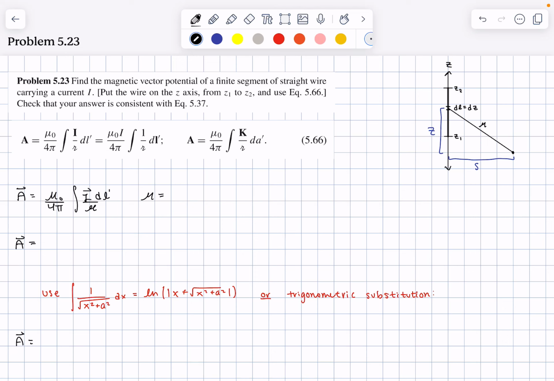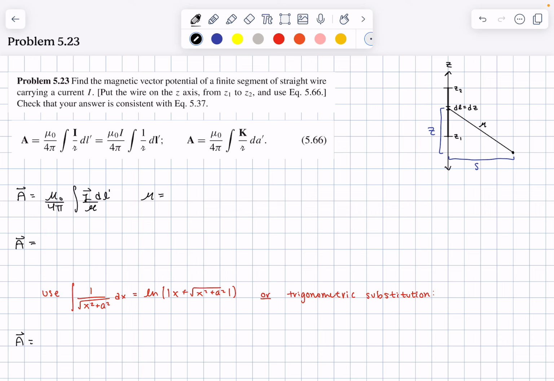Hello, today we'll be solving problem 5.23, in which we must find the magnetic vector potential of a finite segment of straight wire carrying current I. We'll put the wire on the z-axis from z1 to z2 and use equation 5.66, which I have listed below, and then we must check that our answer is consistent with equation 5.37.